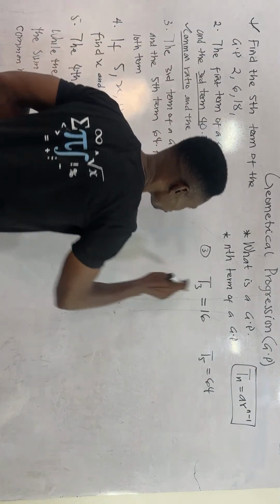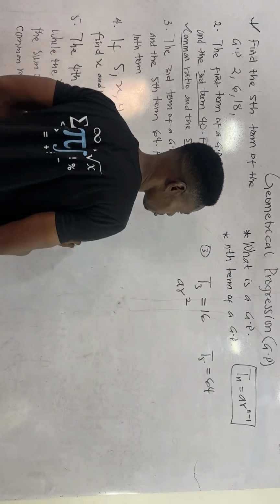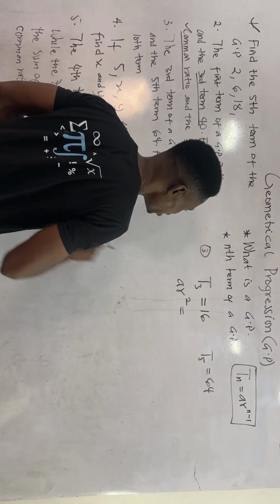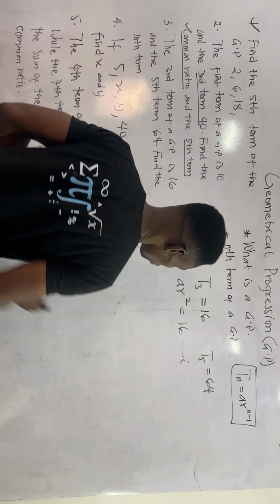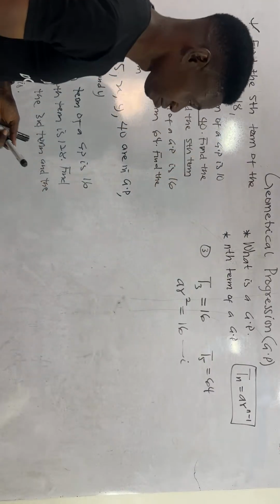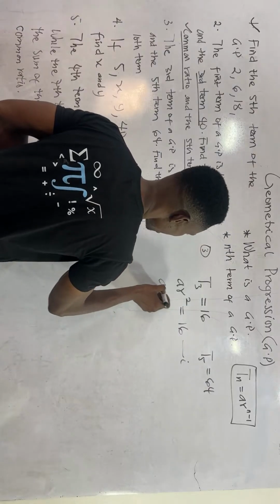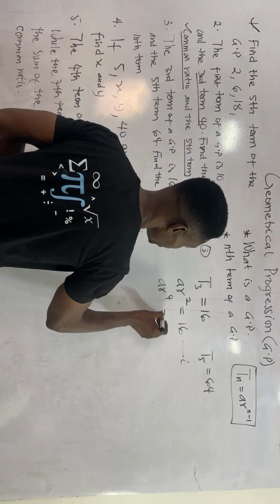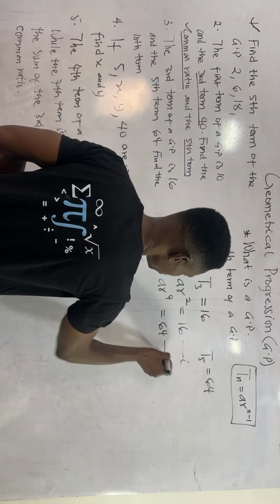Let's think. T3, remember, is AR raised to the power 2, right? We've established this about 1,000 times now. So T3 is AR², and the answer is 16. Let's call that equation 1. And T5 is AR⁴, equal to 64. Let's call that equation 2.